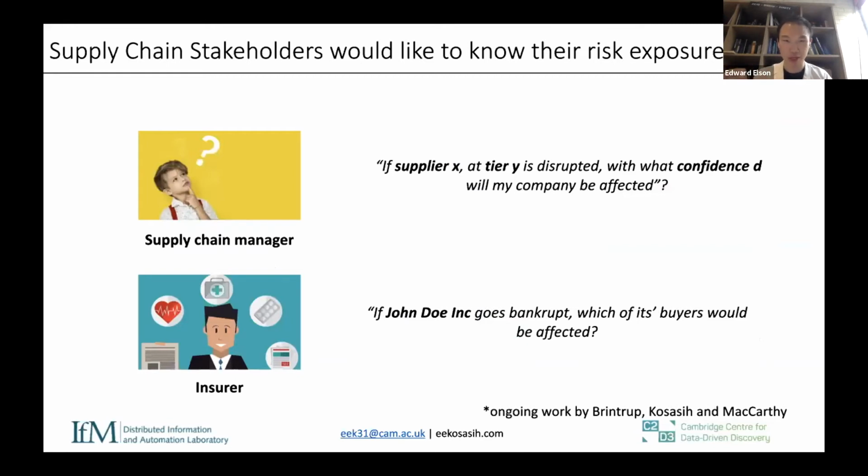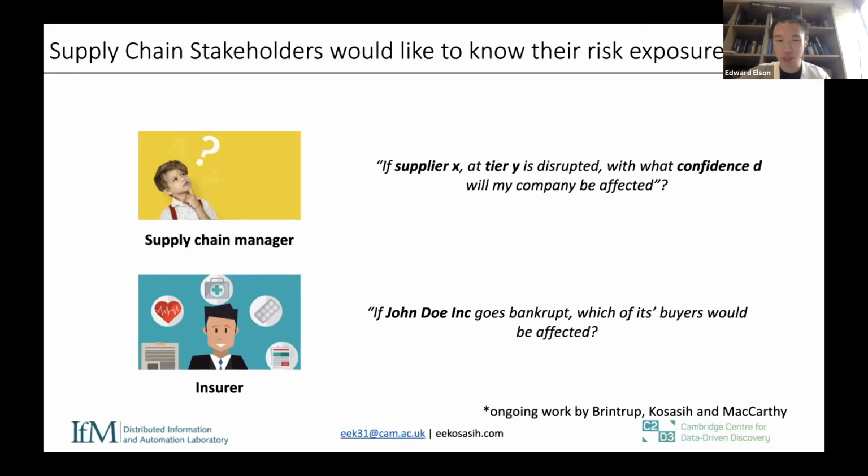Based on a survey that we are doing, which is another qualitative study in progress, we speak to different players in the supply chain. Supply chain managers would like to ask questions like this: if a particular supplier X at tier Y, which is basically how many hops away they are from me, is disrupted, with what probability would my company be affected? This is a question of risk propagation, basically.